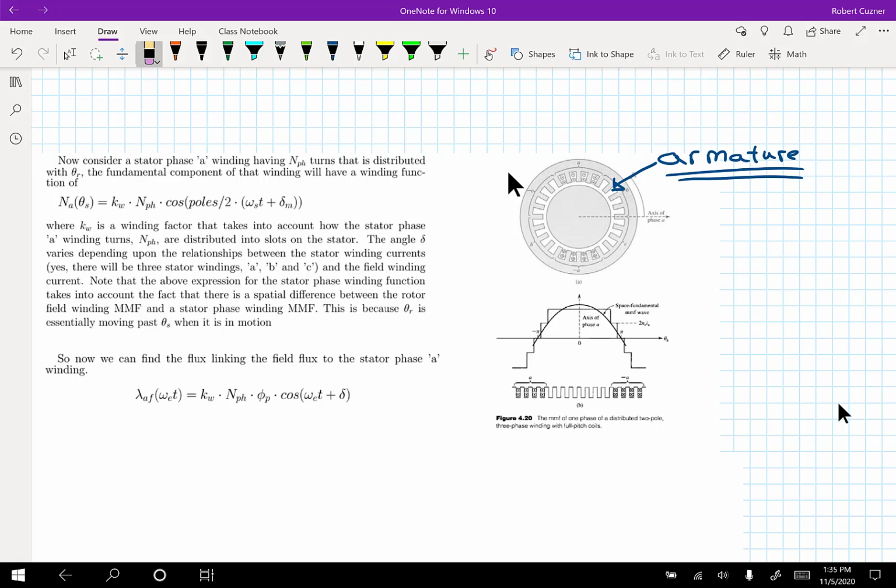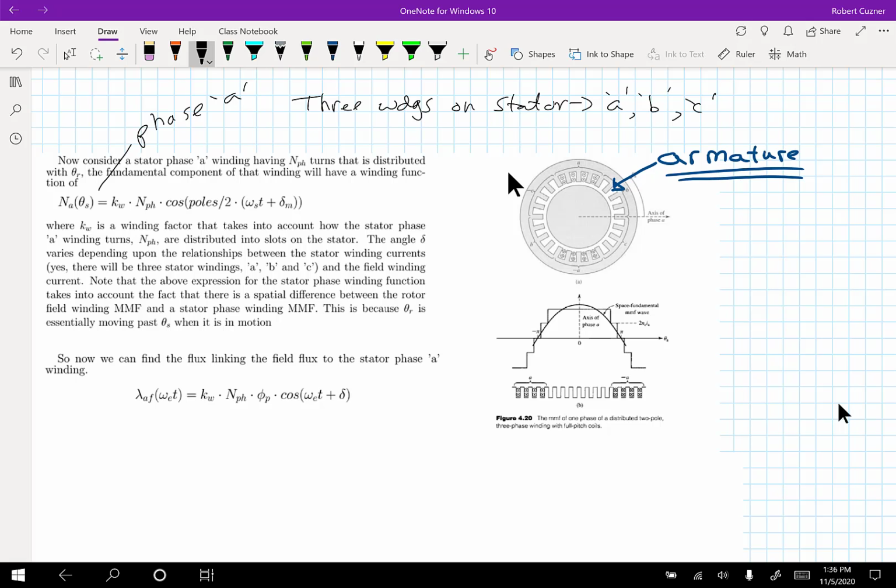However, if we do have, just consider one winding, and I'm going to call it a phase A winding. And you probably already figured out that we are going to have 3 windings on the stator, an A, a B, and a C winding. They're going to be 3-phase windings, and we'll talk about that next time.